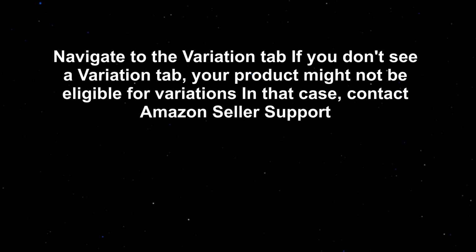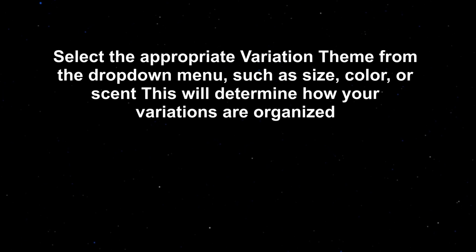If you don't see a Variation tab, your product might not be eligible for variations. In that case, contact Amazon Seller Support. Select the appropriate variation theme from the drop-down menu, such as size, color, or scent. This will determine how your variations are organized.